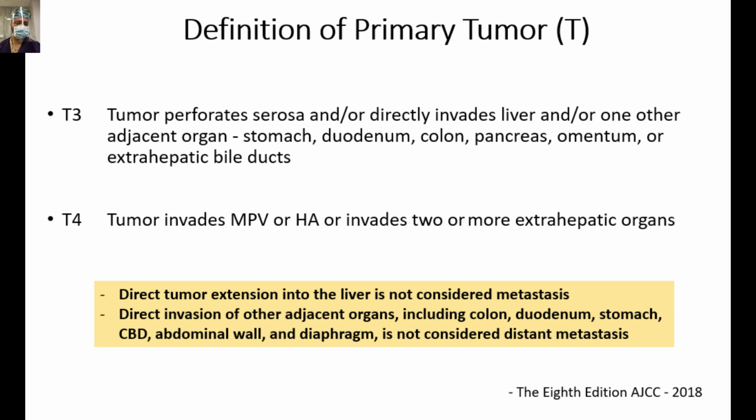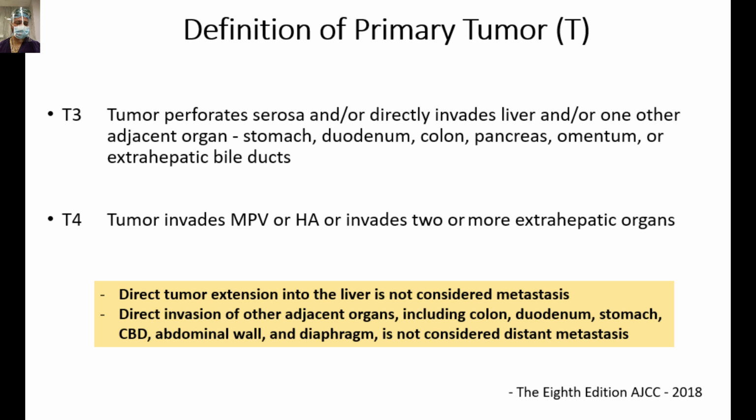T3 will be when it perforates the serosa towards the peritoneal side, the serosal perforation is T3, or it directly invades the liver and/or one other adjacent organ. That means the involvement of the liver, or liver plus one extra organ, or any one extra organ except the liver, will be T3. When it involves two or more extrahepatic organs, then it will be T4, or involvement of the main portal vein or hepatic artery also makes it T4.